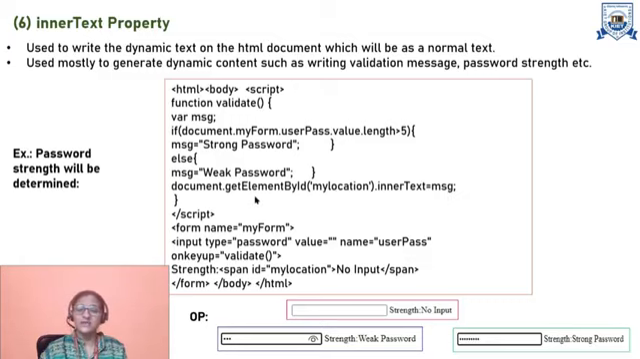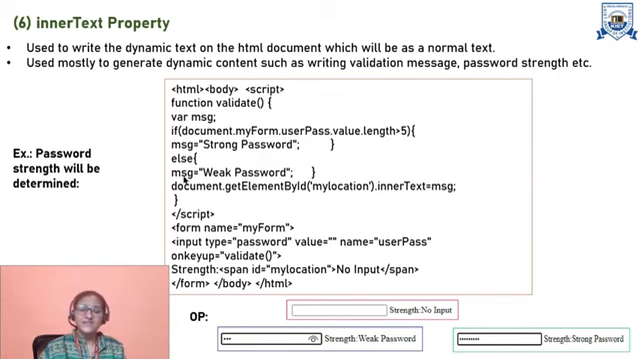Now, what does it mean? What is the meaning of this statement? That as soon as we release the key, we finally stop the writing. The validate method is called. It finds the value of that password field and its length. If it is greater than 5, strong password, else weak password.